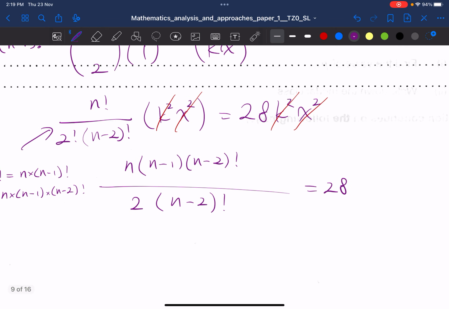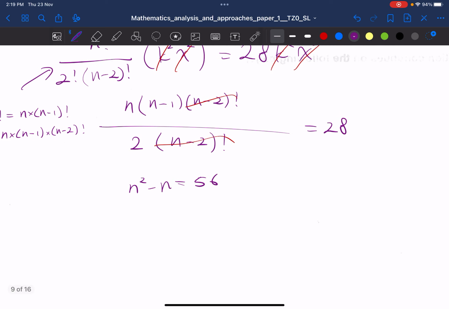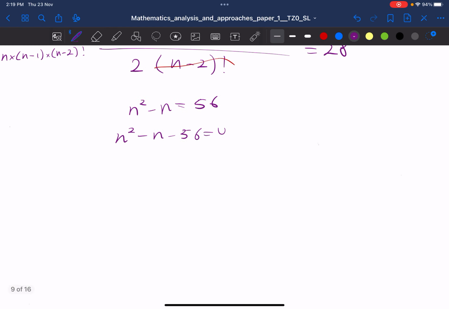Here, you can see both of them are the same, so we can just cancel it. So at the end, I think we got a quadratic here. n squared minus n equals 28 times 2, which is 56, right? And then we'll just move them to one side. It's a quadratic here, so I just factorize this out. I think it's like 8 and 7, right? Okay, 8 and 7.